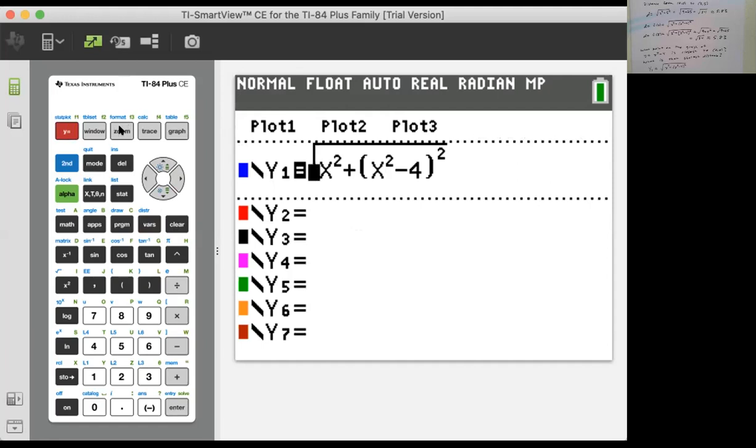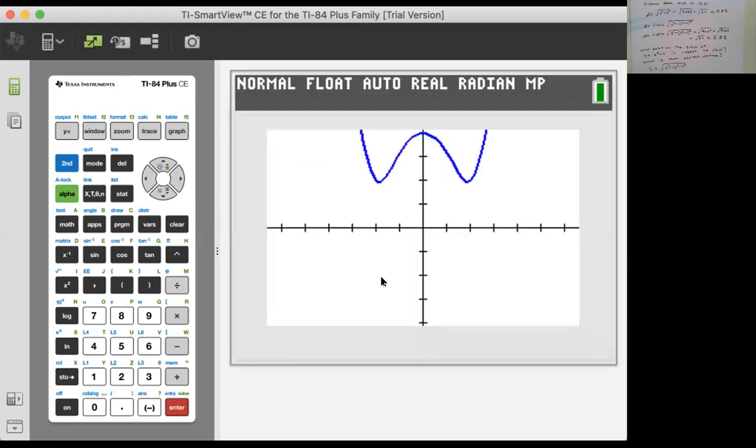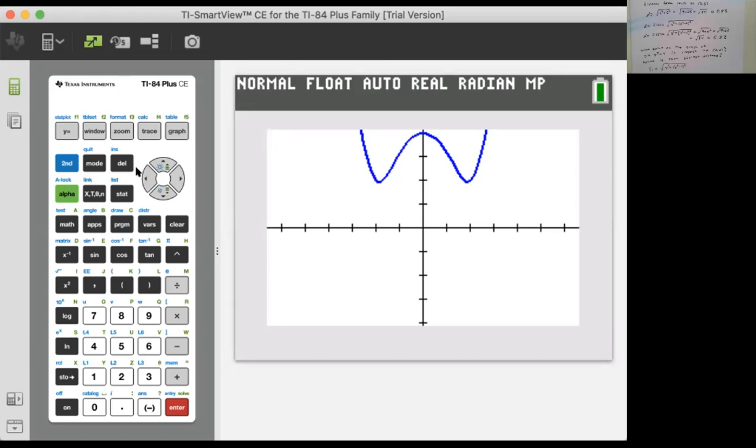And I like to work with zooms first. So let's try Zoom Decimal, number 4, and see if that gives us a nice enough image. Aha. That looks like the smallest value. That looks like the smallest value.